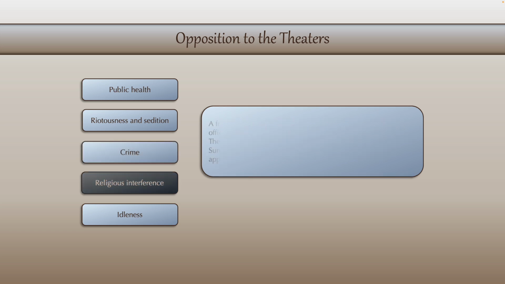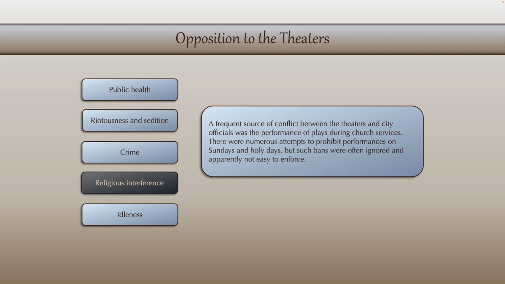Religious interference. So a frequent source of conflict between the theaters and city officials was the performance of plays during church services. There were numerous attempts, starting in the 1570s and going on in the 1590s, to prohibit performances on Sundays and holy days. These bans were often ignored, and therefore it appears that they were not easy to enforce. So the competition between church and theater was obviously a sore spot for city officials and church leaders.